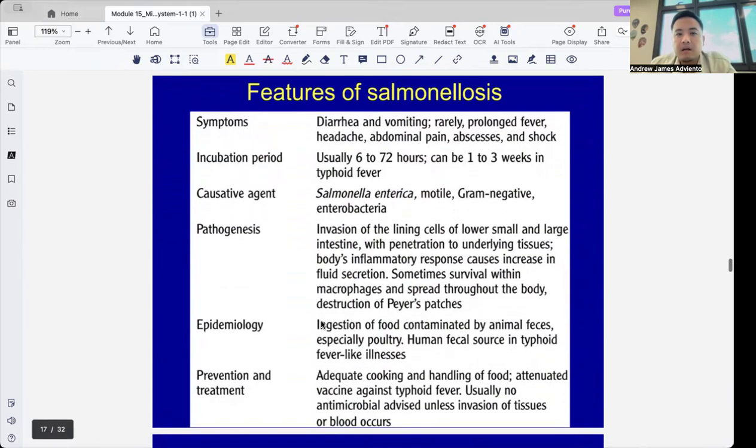For the features of salmonellosis, this includes the diarrhea, the vomiting, and fever. So it is commonly transmitted through contaminated food, especially poultry. So proper cooking reduces risk. So when you do some cooking, see to it that you're cooking it well. When you buy barbecue outside, just remember if it is meat, it needs to be cooked well.